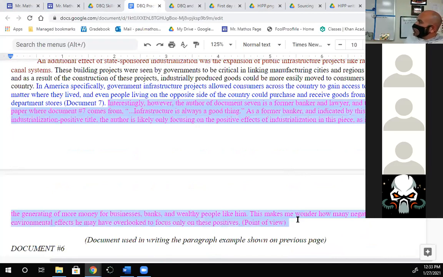Interestingly, the author of document 7 is a former banker and lawyer and titles the paper where document 7 comes from, infrastructure is always a good thing. As a former banker indicated by this industrialization positive title, the author is likely only focusing on the positive effects of industrialization in this piece as it relates to the generating of more money for businesses, banks, and wealthy people like him. This makes me wonder how many negative environmental effects he may have overlooked to only focus on these positives.